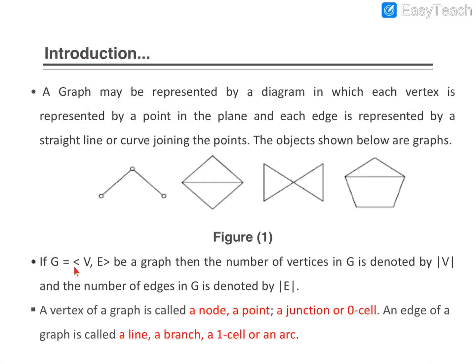If G = (V, E) is a graph, then the number of vertices in G is denoted by mod V, that is cardinality of V, and the number of edges in G is denoted by cardinality of E. A vertex of a graph is also called a node, a point, a junction or a zero cell. An edge of a graph is also called a line, a branch, a one cell or an arc.